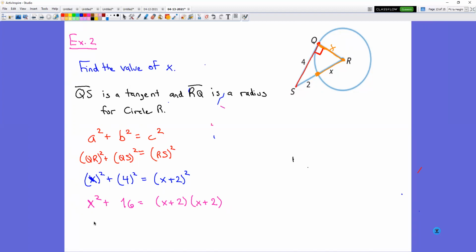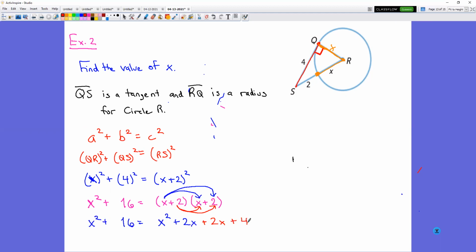We're going to come down here and write x squared plus 16 equals. And then we'll take this x in the first parentheses and multiply it to this x. So that's going to be x times x, which is x squared. Then I'm going to take this x and multiply it to this 2. So x times a positive 2 is going to be plus 2x. Now we're going to come down here and multiply the positive 2 to this x. So that's going to be plus 2x. And then finally, we take the positive 2 and multiply it to this positive 2, and we get positive 4.